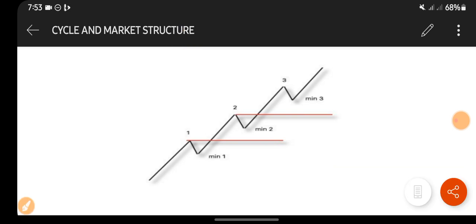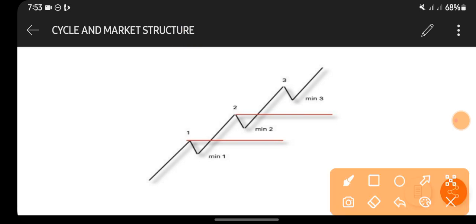Then we wouldn't have an uptrend. Then we wouldn't say that there is a market at all, because then there would be only buyers, or let's say only sellers, because the price never came back.